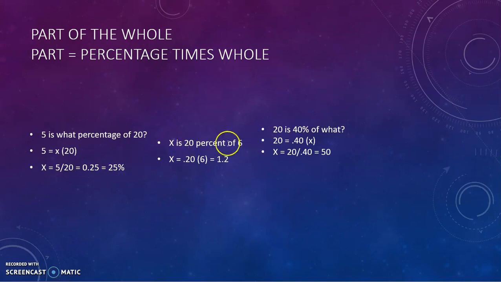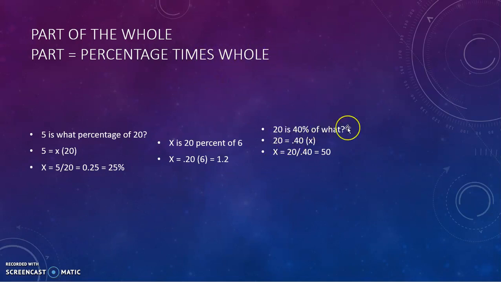Second example. Here the part is the unknown. X is 20% of 6. Or what is 20% of 6, I guess I should have said. So what becomes X? 20%. I move the decimal 2 places the other way. So the decimal point is here, I'll move it there to there. Okay. And then times on these problems, so times 6. And I just use the calculator and multiply those two. 1.2 is my answer.